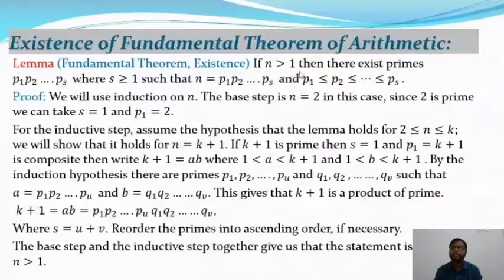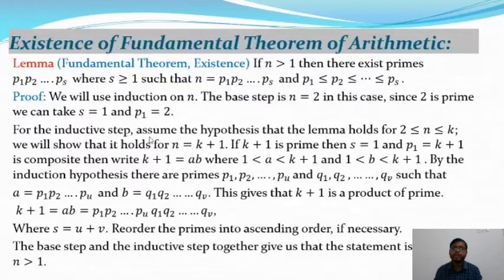If n is greater than 1, then there exist primes p1, p2, up to ps, where s is greater than or equal to 1, such that n is equal to p1 p2 up to ps, and p1 is less than or equal to p2, and so on, less than or equal to ps. That means the prime numbers are in ascending order. So here is the proof of the existence of the fundamental theorem of arithmetic.